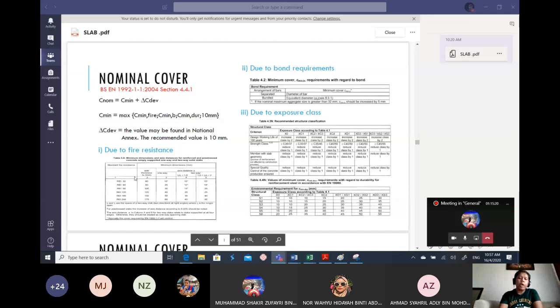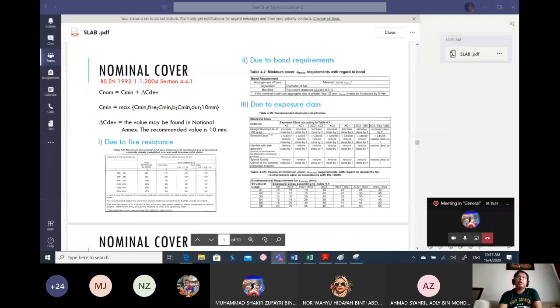Okay, table 5.8. Cuma dekat C minimum dia, okay, C minimum due to the fire resistance here, okay, kamu tak perlu kira alpha SD. Dia terus ambil je value ni. Okay, alpha plus 10. Okay. Terus ambil value ni. So, ia akan jadikan C minimum untuk nominal cover. Nanti kita akan tengok dekat dalam dia punya example macam mana.